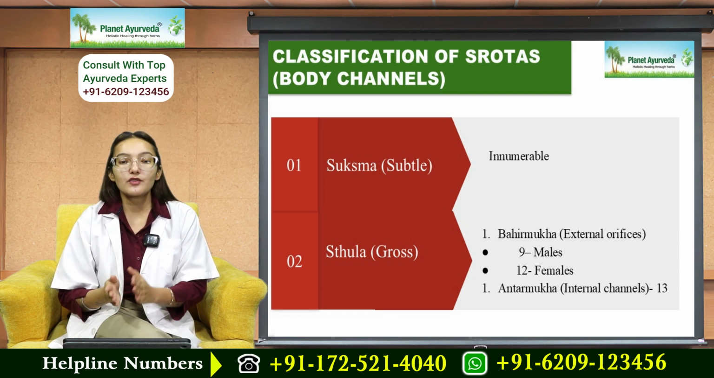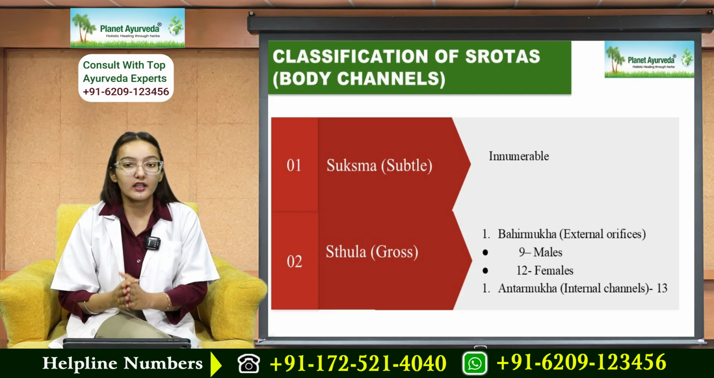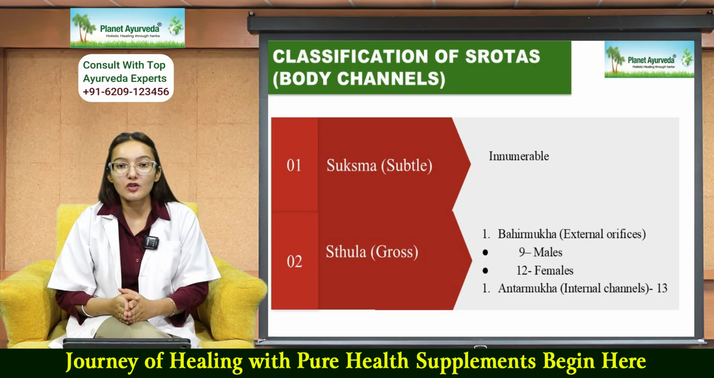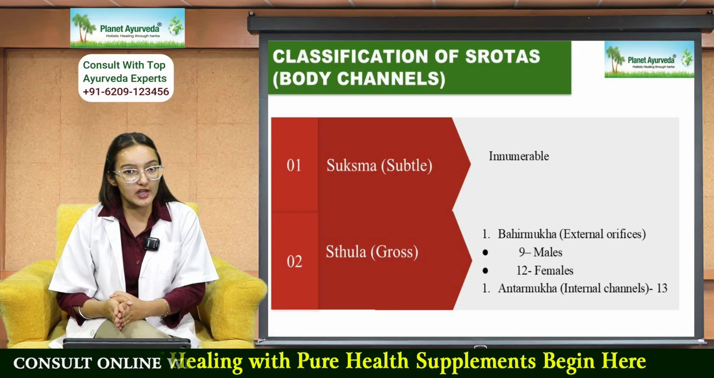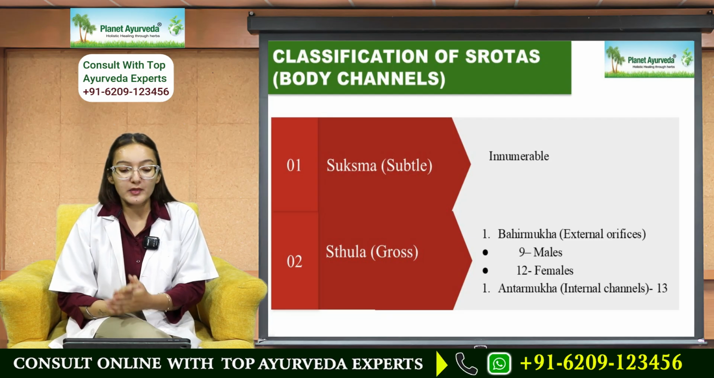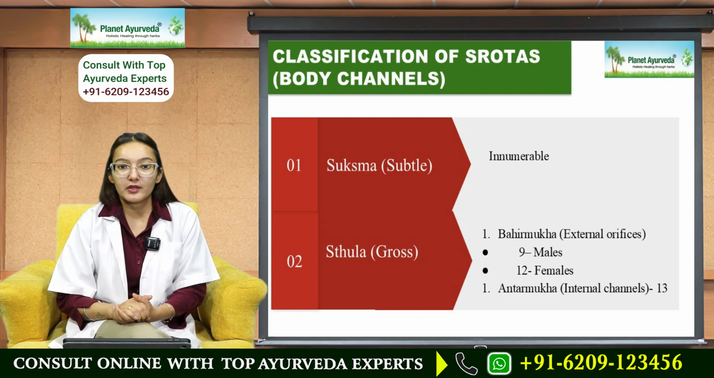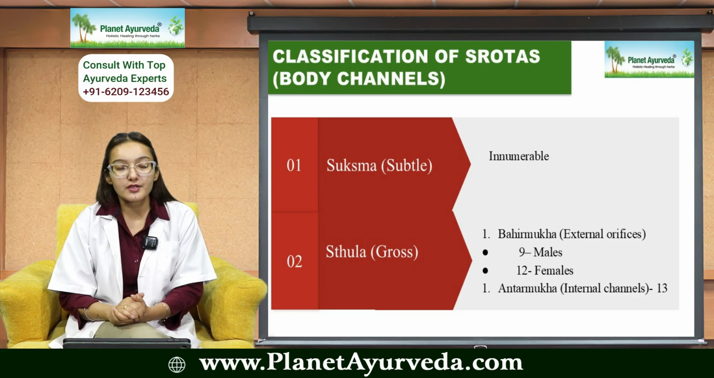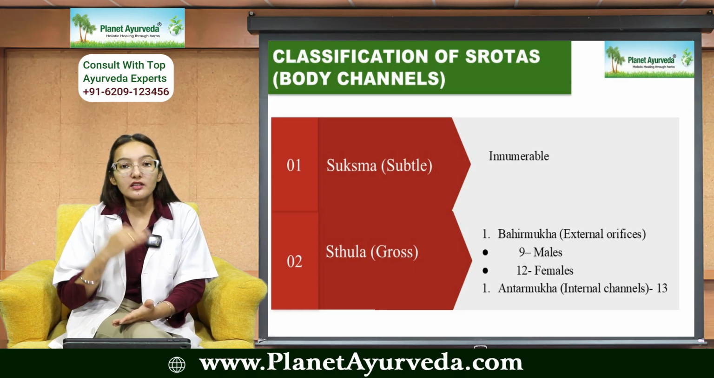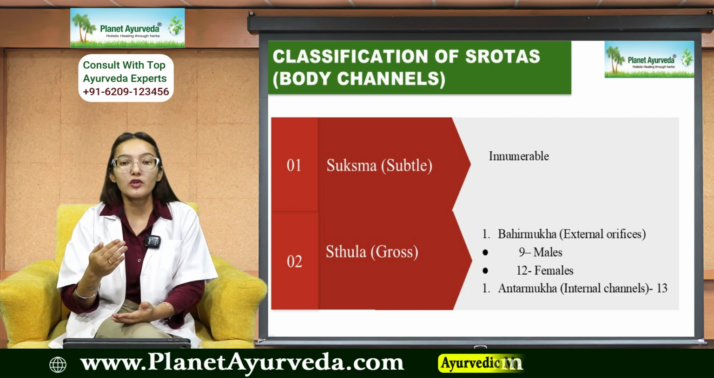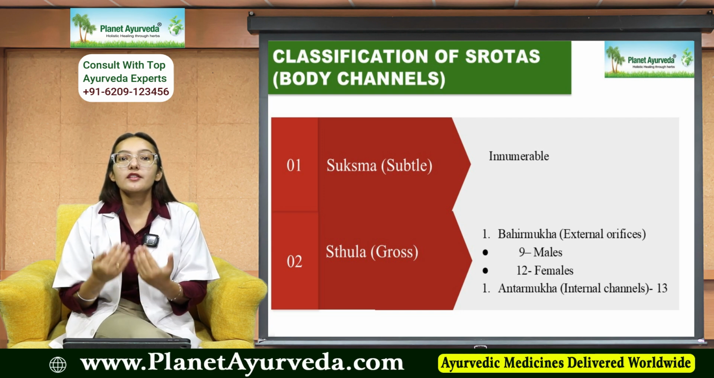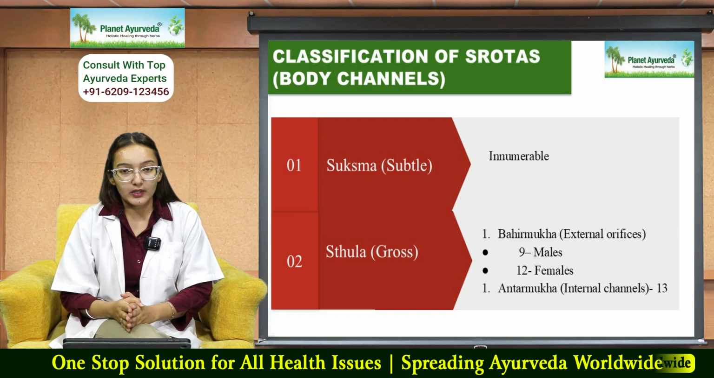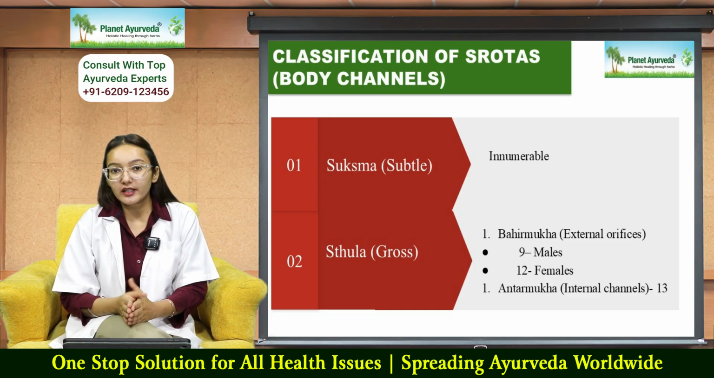Basically, first of all, they are categorized into two categories. The first category is Sukshma and Sthul, which means minute channels or gross channels. As you can see over the screen, the minute channels are innumerable, which means we can't even count them. But the Sthul or gross ones are countable, and they are further categorized into two: Bahirmukh, those channels which have external openings, and Antarmukh, those which have internal openings.